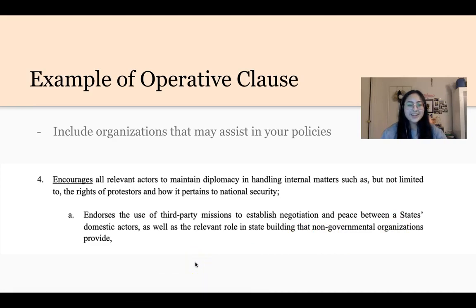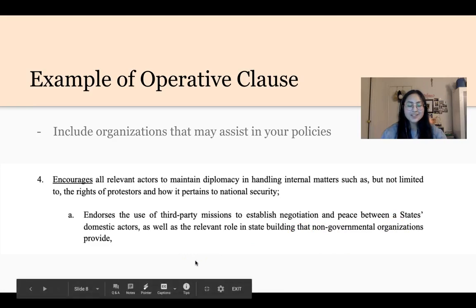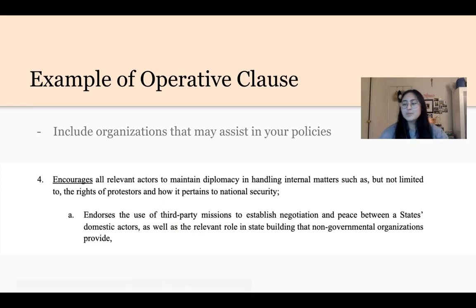I wish they added an example of a non-governmental organization, but I can provide a few here. With this type of committee, one big non-governmental organization that you can include would be Amnesty International, which is an NGO that promotes human rights and will take action against those who infringe upon and abuse those rights. But yeah, you want to include any organizations that can help you and that will help promote your resolution and so forth.